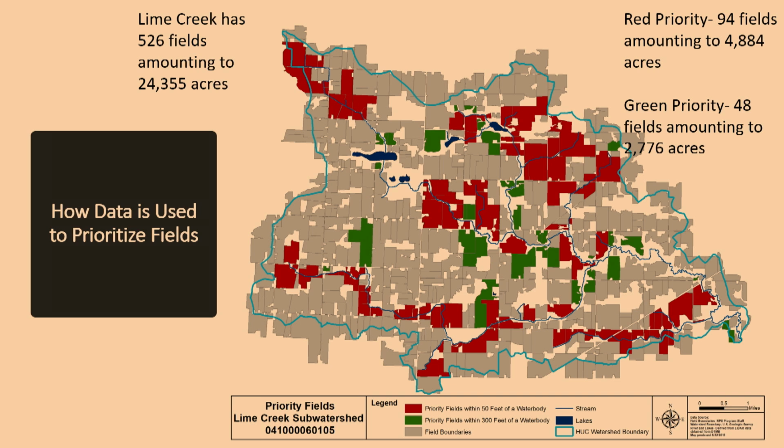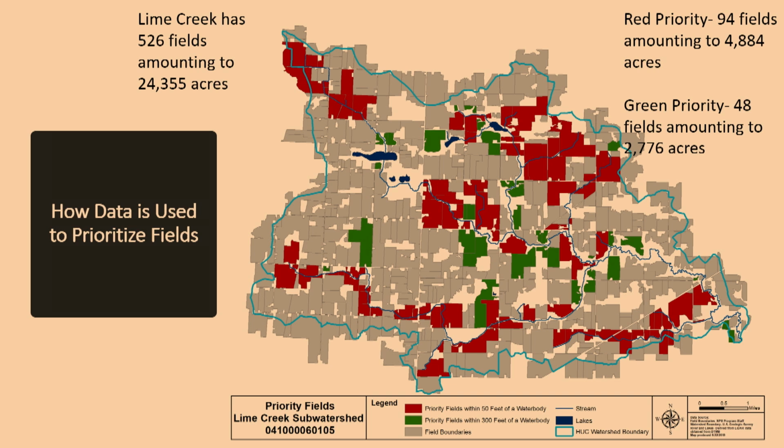Which fields have a higher potential of contributing sediment, nutrients, E. coli? And this is just one example out of the Lime Creek Watershed, within the Bean Creek. Here the red fields are fields that were within 50 feet. Then we looked at the fall tillage information, the spring residue information, and which fields had the potential for CAFO manure, and came up with 94 fields, a little under 4,900 acres of priority.